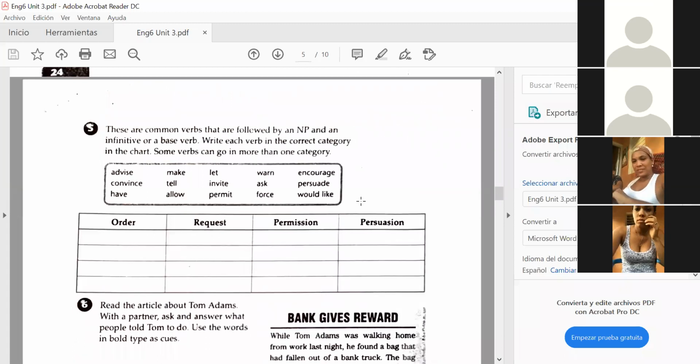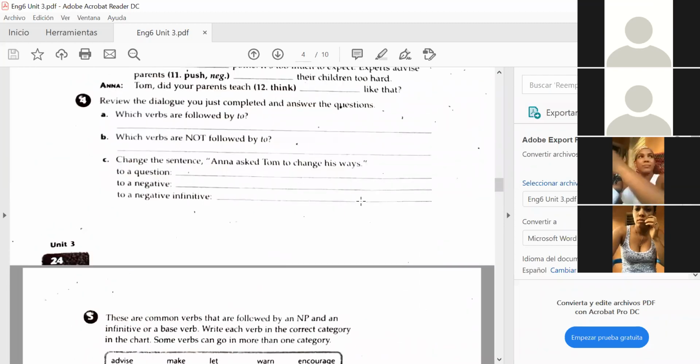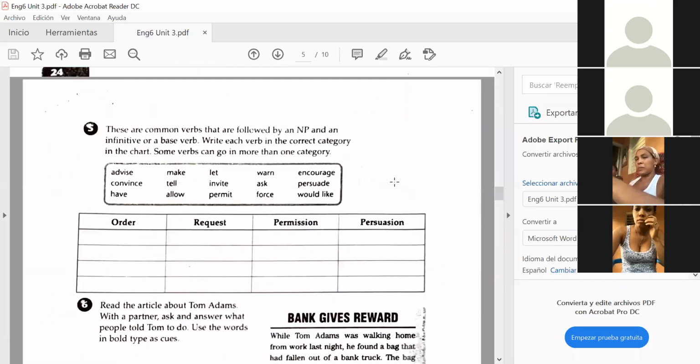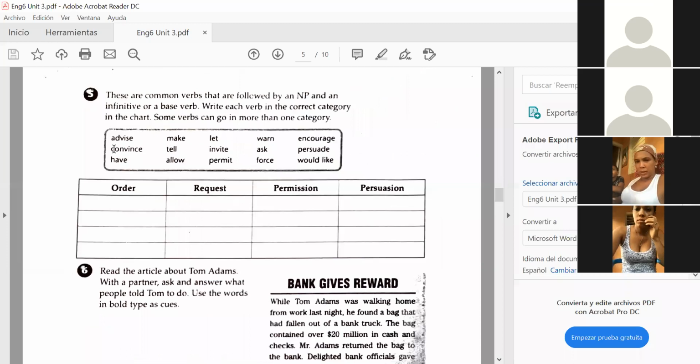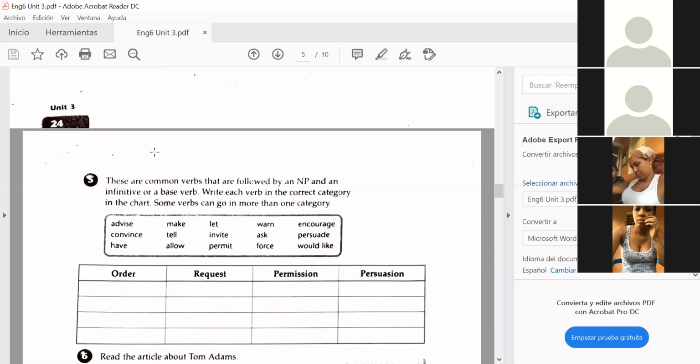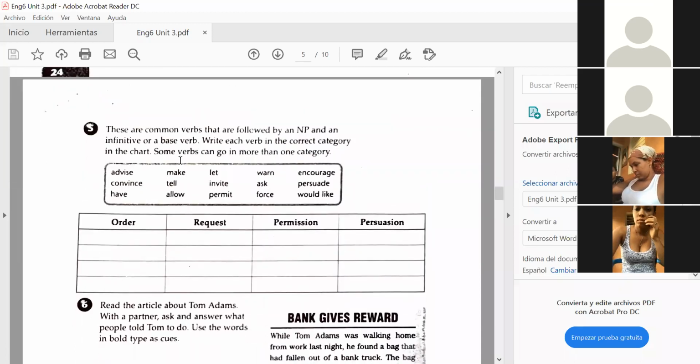Now, what I want you to do is this. This is a personal activity for you. This is not a homework. This is only for you to practice. Look, here we have a list of 3 times 5 is 15. We have 15 verbs here in the material. This is on page number 25.